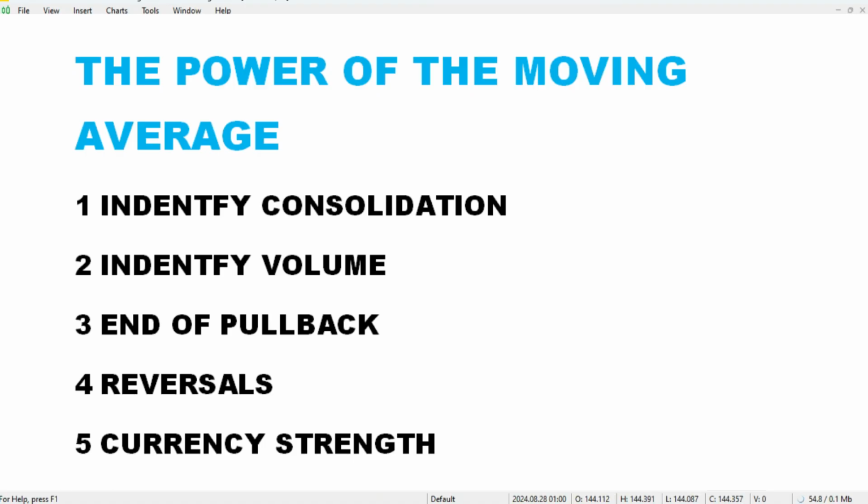Number five, the way you can utilize the power of the exponential moving average, you can use it to measure the strength in currency. Many traders out there trade different currency pairs. Some trade 1, some trade 2, some trade 3, some trade 4. But as of my advice, if you are trading on a lower time frame, I mean minutes time frames.